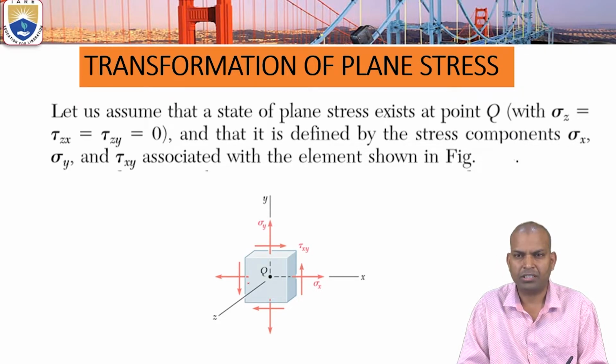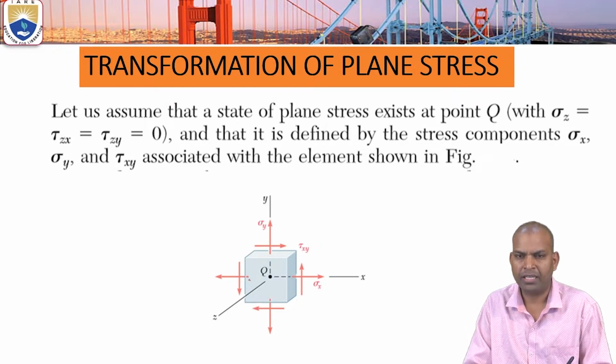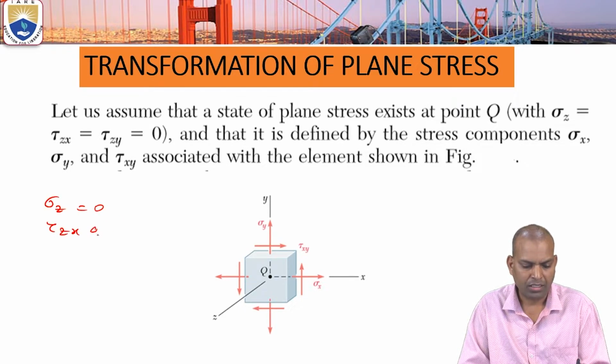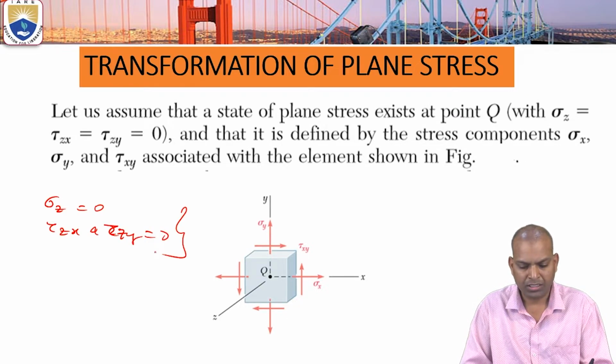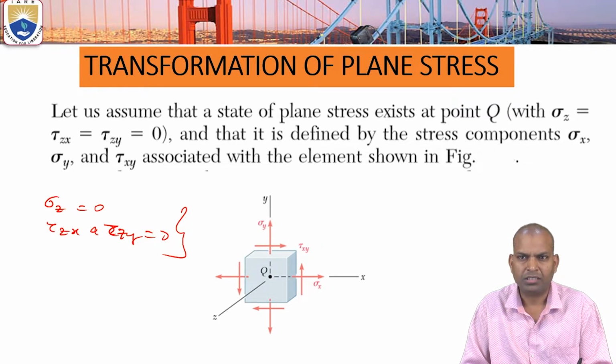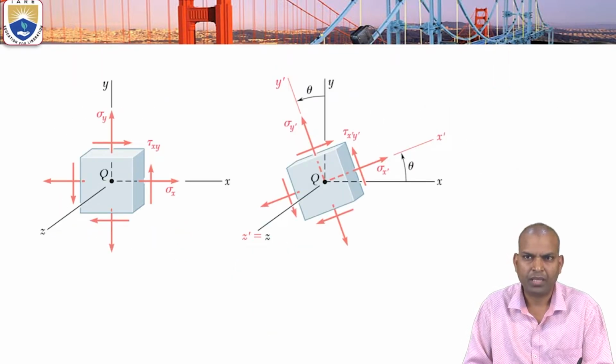Now here we consider the plane stress. On this plane, sigma z, the stress in the z axis, is equal to 0, and tau zx and tau zy are also 0. So we are considering the plane, and the stress components which exist on this plane are sigma x, sigma y, and tau xy.